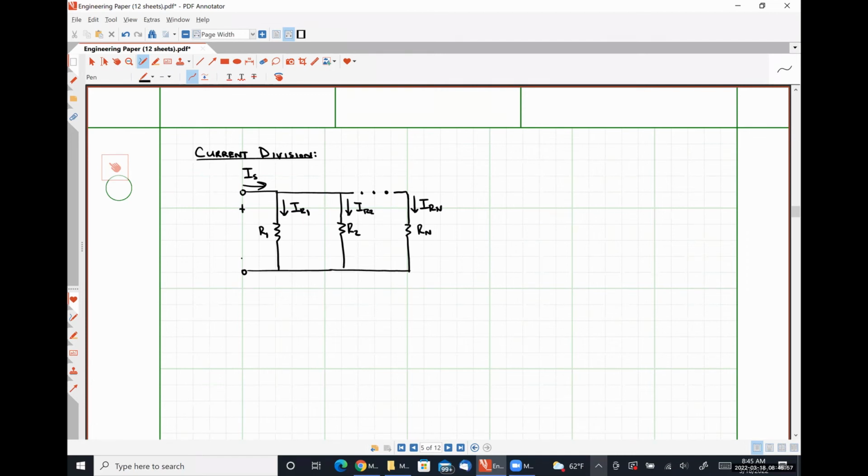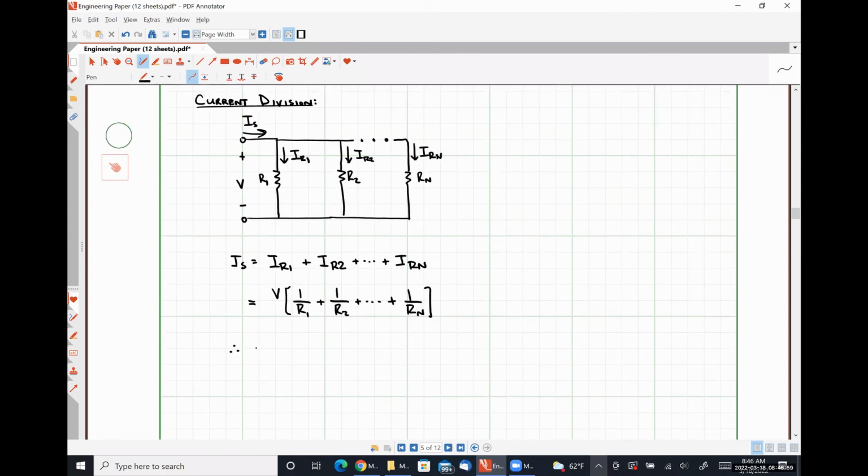Because all of these elements are connected in parallel, we know that they share a common voltage V. And if we were to apply Kirchhoff's current law at the top node, we would find that IS, the current entering that top node, is equal to IR1 plus IR2 plus IRn. I can then express all of my resistor currents in terms of that common voltage V, such that I would have V multiplied by a factor of 1 over R1 plus 1 over R2 all the way out to 1 over R sub n.